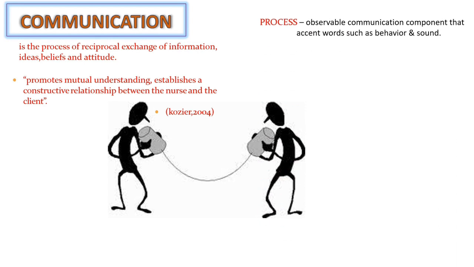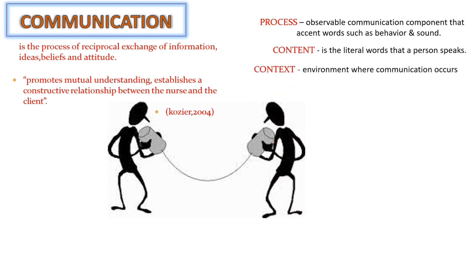Let's try to know what a process is. It is an observable communication component, such as the behavior and the sound, which is accented words. Let's try to distinguish between content and context. When we say content, these are the literal words when a person speaks, and context would be the environment where the communication occurs, such as the physical, the social, the emotional, and cultural environment.